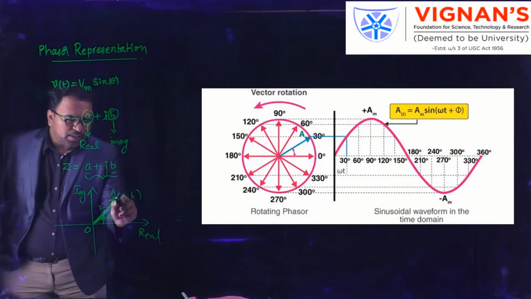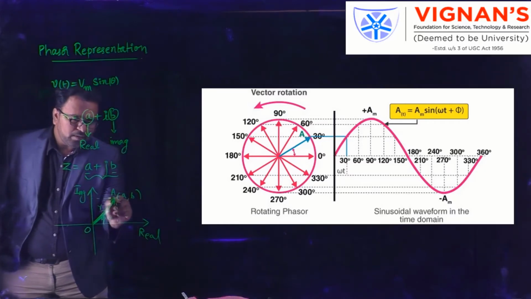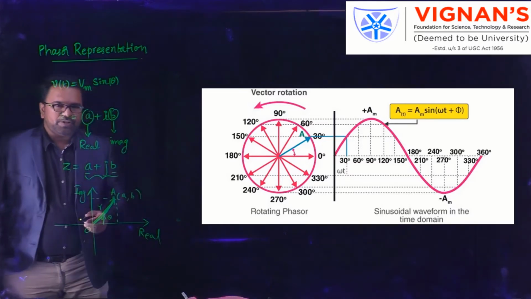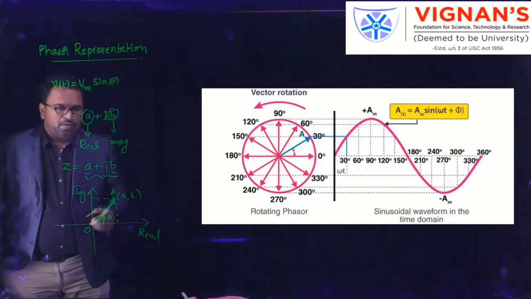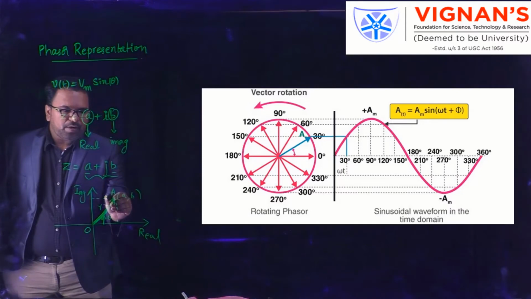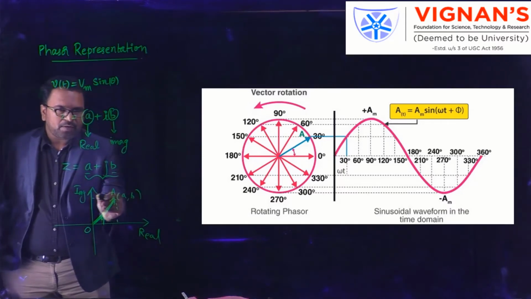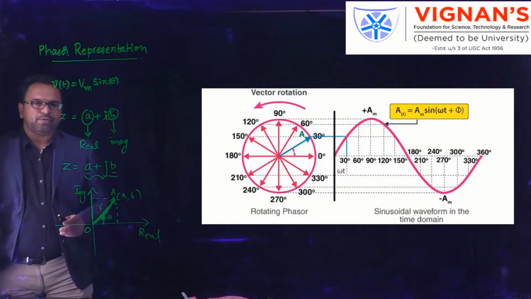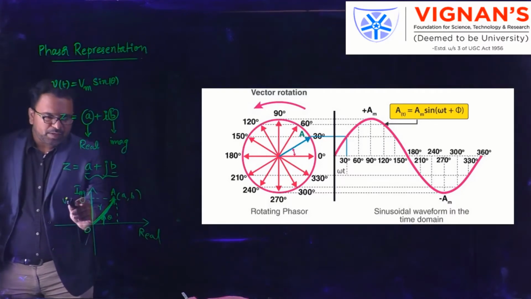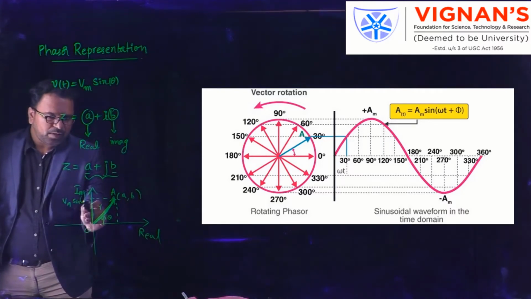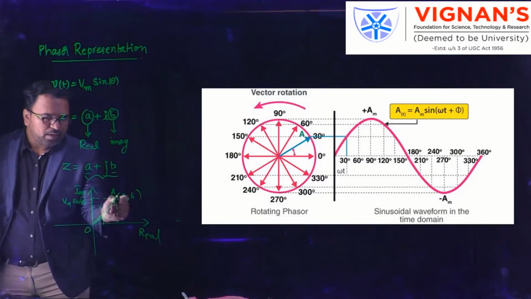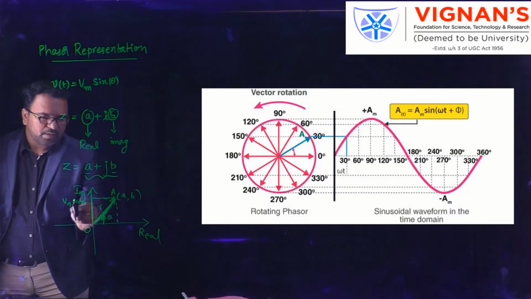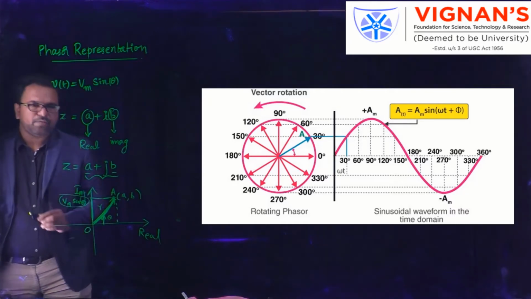I have considered that in the diagram the vector is at 60 degrees. Now when you take the component of the vector along the vertical axis, what is its value? Its value is Vm sin theta. That's what I told you. The vertical component of the rotating vector along the imaginary axis will always give the instantaneous value Vm sin theta.